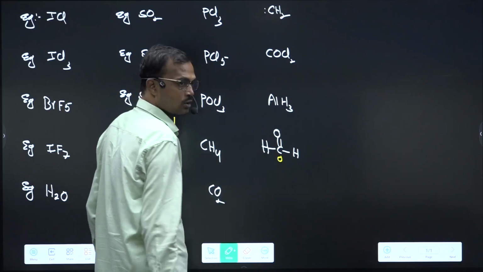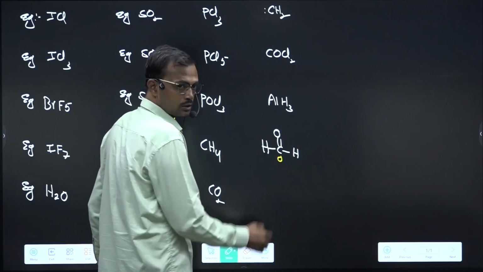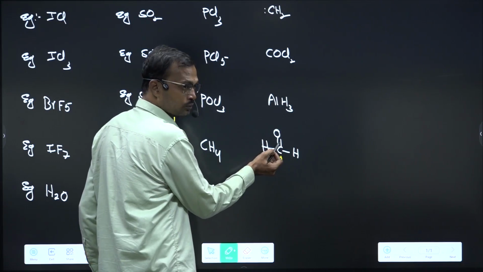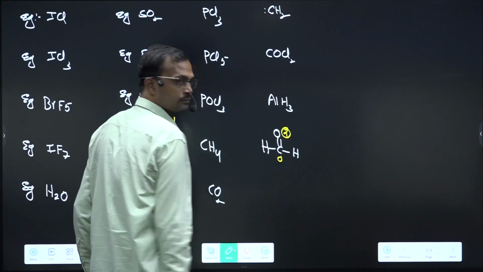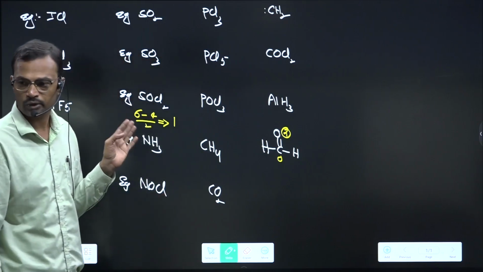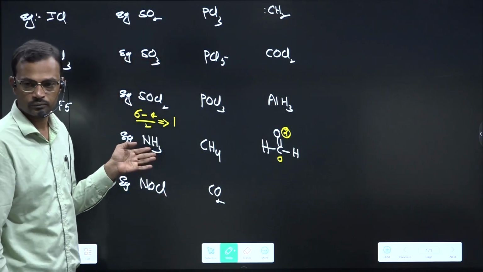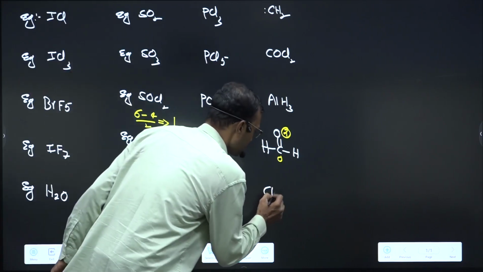How many lone pairs are present on oxygen? Just count here. 6 minus 2, 4. 4 by 2, 2. Here 2 lone pairs. Even for organic molecules we can calculate. Clear?